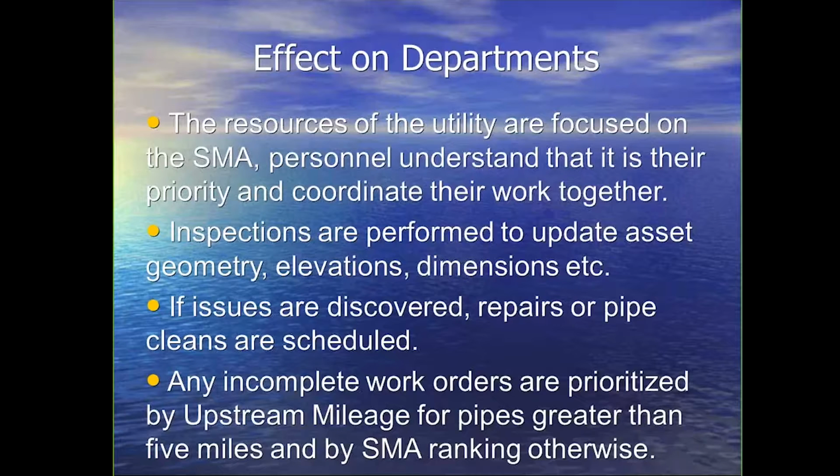So initially we'll do inspections, we'll send out our GPS crews and manhole survey crews to update the asset geometry, elevations, and dimensions. We'll also do CCTV work out there. And now if issues are discovered during that process, repairs or pipe cleans are scheduled for remediating that. And any incomplete work orders that we have in the system are prioritized initially by upstream mileage for pipes greater than 5 miles, and then by SMA ranking otherwise.